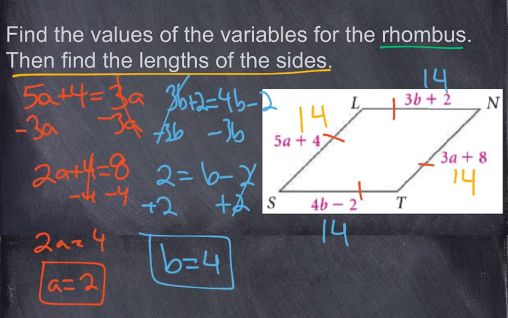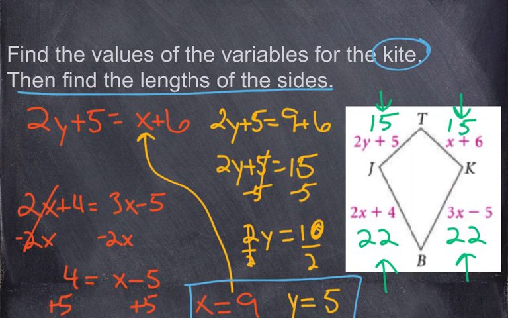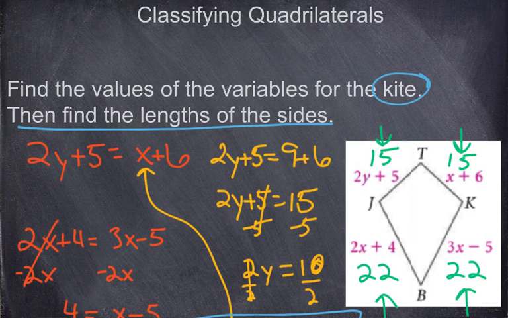So again, the key thing is you want to look for that keyword that will help you on these problems. So here it was rhombus, so we knew all the sides are going to be congruent. Up here, we saw the word kite, so we knew that the two shorter sides will be congruent to each other, and the two longer sides will be congruent to each other. So again, these are the different types of quadrilaterals that we're going to be dealing with.